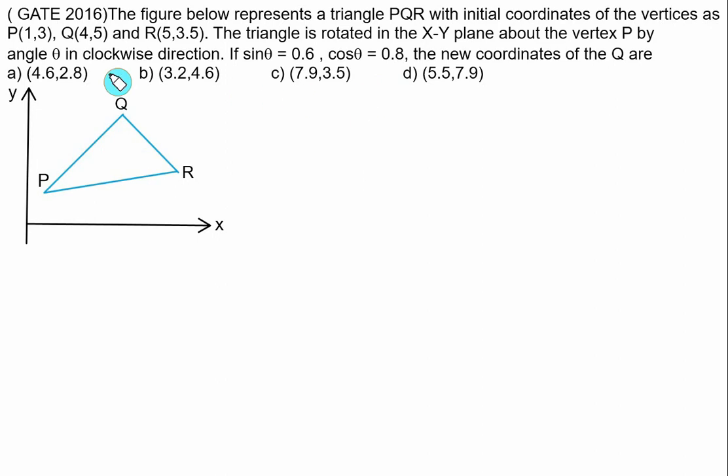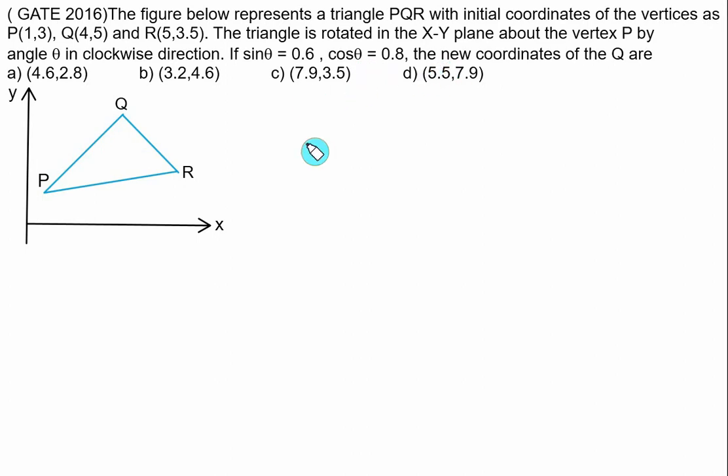We have been given the value of theta, that is, sin theta is given and cos theta is given, but the rotation is given as clockwise. So that is important here because we know that the sine of minus theta is the same as minus of sin theta, and cos of minus theta is equal to cos theta. The new coordinates of the point Q you have to find out.